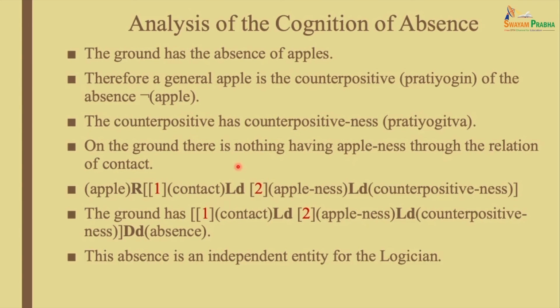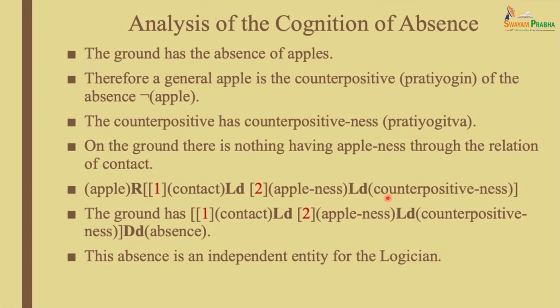How to write this in the technical language of Nyaya? We are basically saying that in apple, there is the counterpositiveness, pratiyogitva, or absentiness. And this absentiness is limited by two factors. One, appleness, because there is nothing which has appleness, and contact, because there is nothing in contact. There is no apple in contact with the ground, right? So basically, you are saying that there is nothing on the ground which is limited by both.